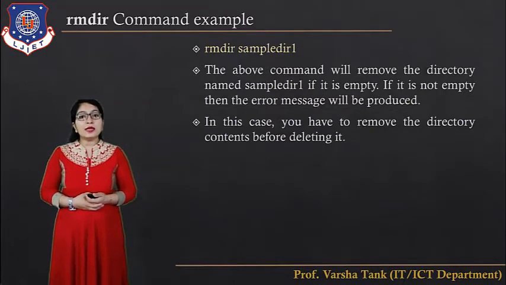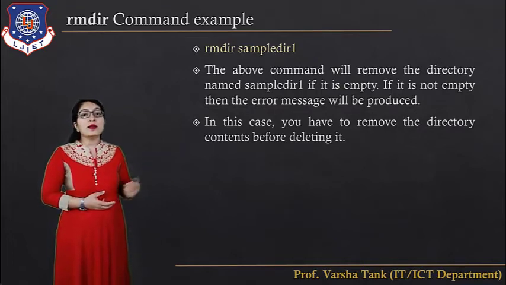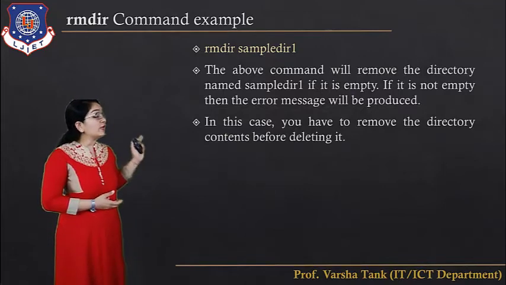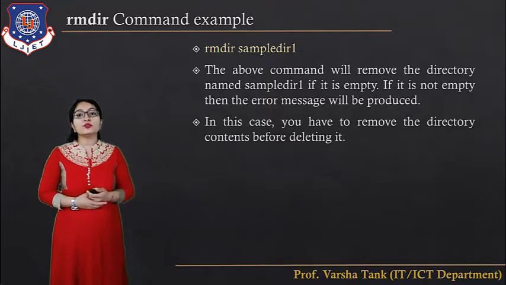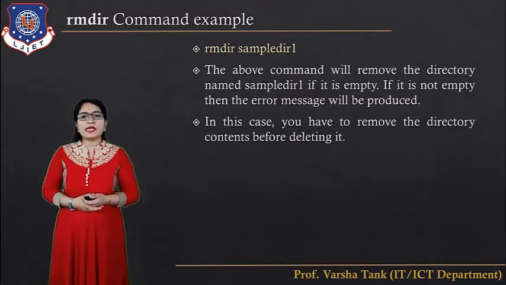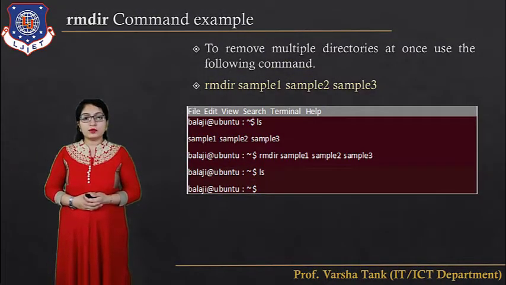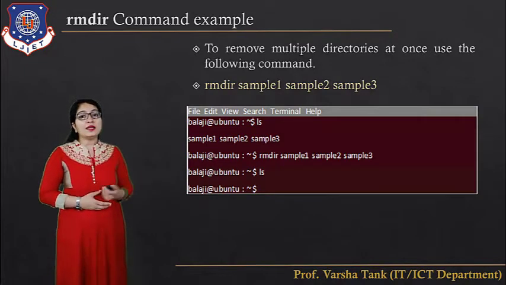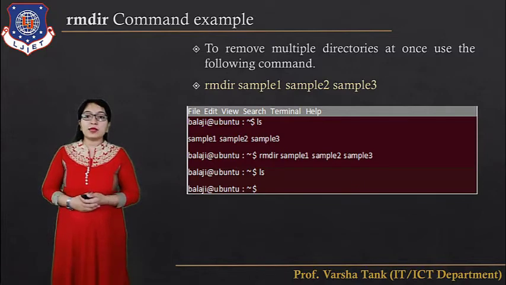rmdir sample dir1, that means what? This above command will remove the directory named sample dir1 if it is empty, and if it is not empty, then an error message will be produced. So in this case, you have to remove the directory content before deleting that particular directory. Suppose you want to remove multiple directories at the same time, you can write this command: rmdir sample1 sample2 sample3. So if all these directories are empty, then they will be removed by this rmdir command.